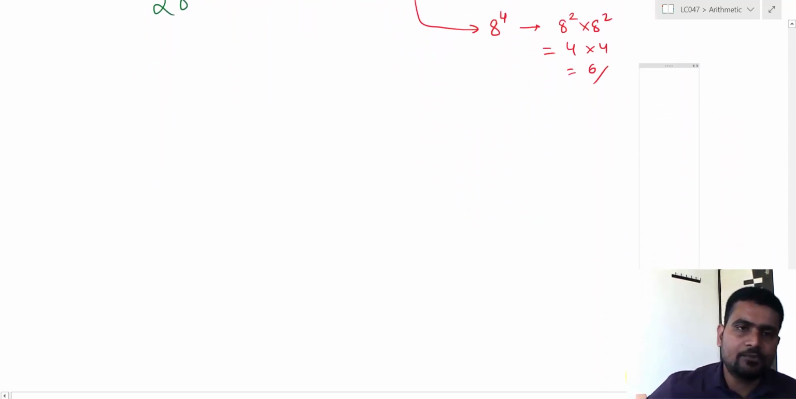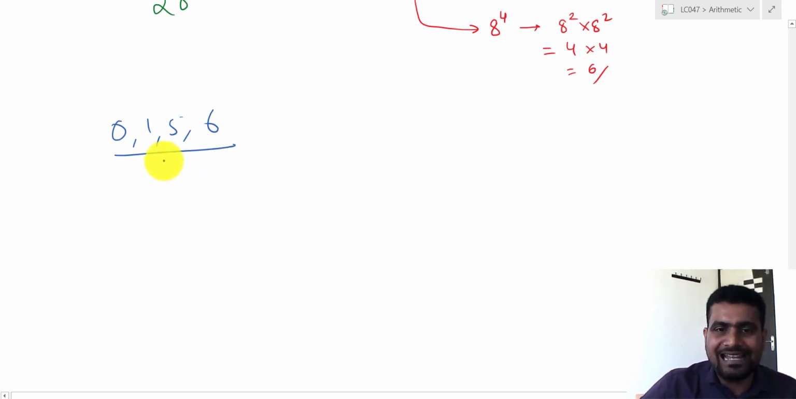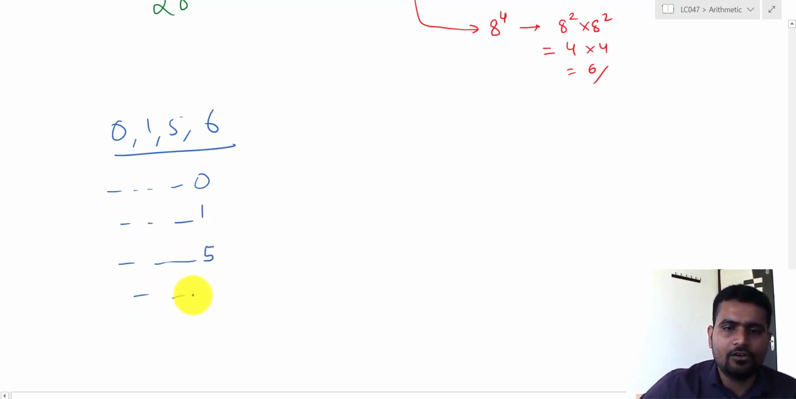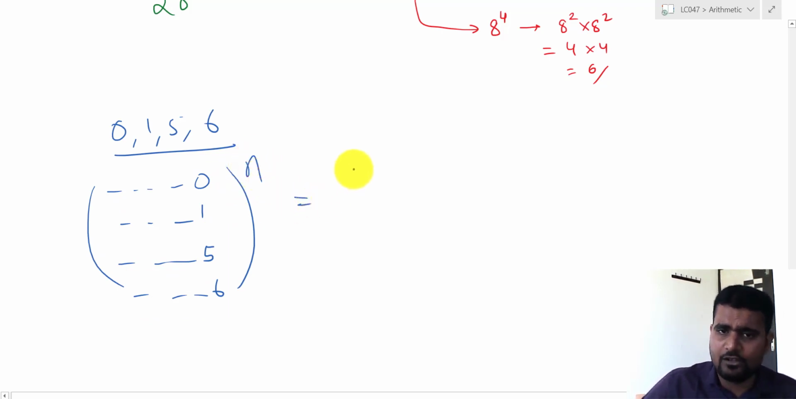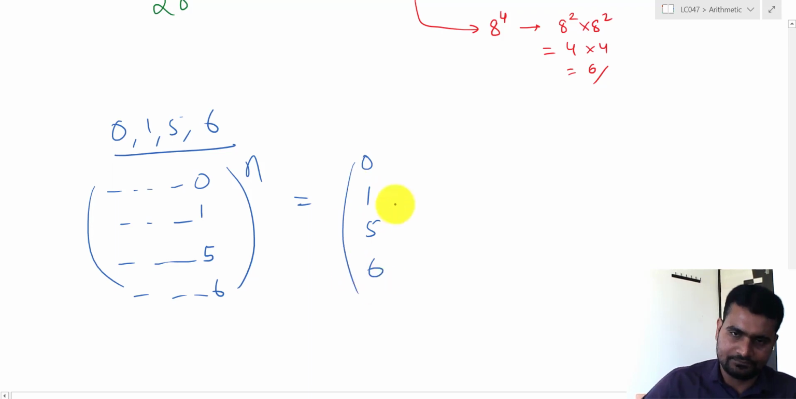Now we have another type of numbers. Those are numbers ending with 0, 1, 5, 6. Okay, so any number which is ending with 0, 1, 5 or 6, the power of these numbers will always end in 0, 1, 5, 6 respectively.